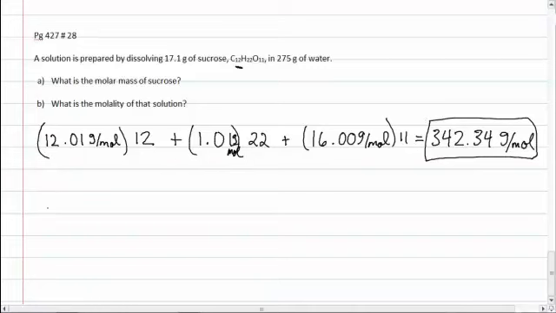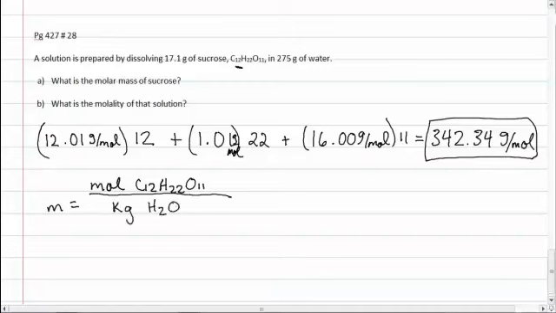So we take molality equals mole of solute, which is sucrose, per kilogram mass of water, in kilograms of water. Now we're given grams of water and we're given grams of sucrose, but we're not given moles or kilograms.